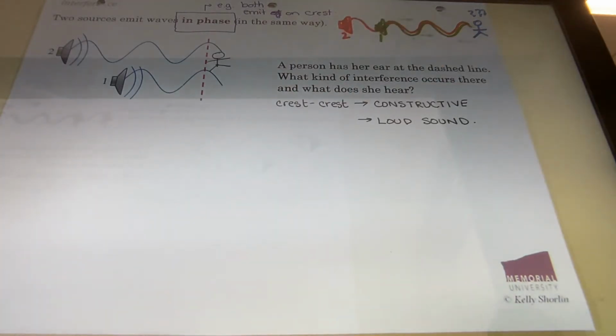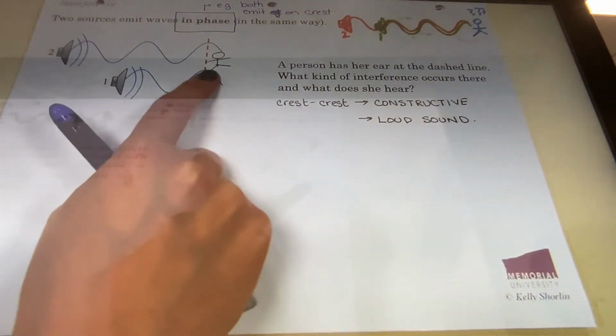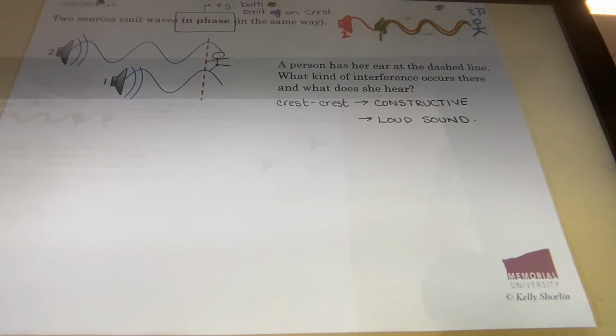We're going to talk about sources that are either in phase or out of phase. In phase is exactly the same way. When we get to out of phase, it will be exactly the opposite way. If you wonder, could it be somewhere in between? The answer is yes, but we're going to stick with in phase or out of phase for our analysis. Okay, so there's our setup, in phase, and our person hears constructive or loud sound because the waves meet crest to crest. So there's kind of a qualitative look.